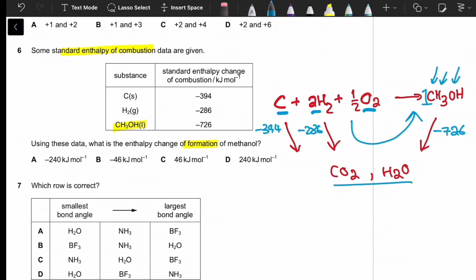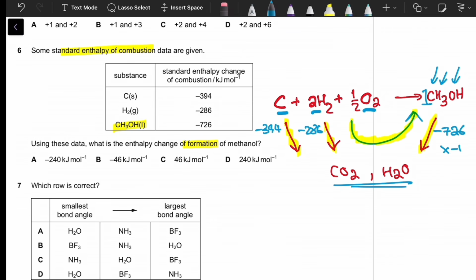And we produce CO2 and H2O when we combust. But we know that to find the enthalpy change, we must go in the direction that this arrow follows. So these 2 arrows go down, they follow the pathway, but this arrow is going against it. So we're going to have to multiply this one by -1.